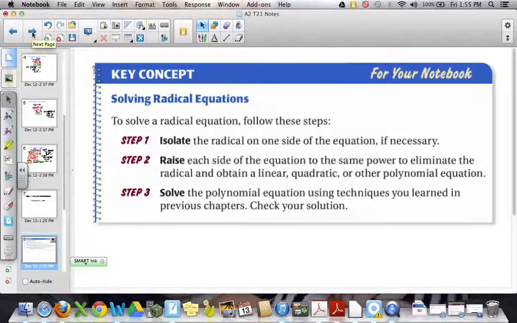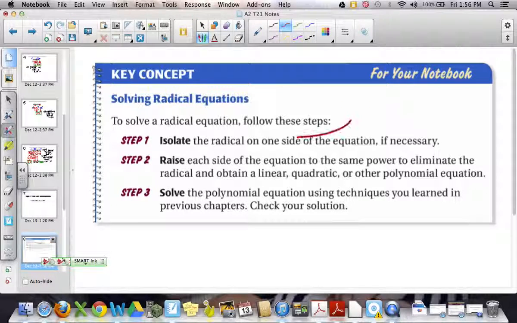So the steps for solving are still the same. We want to isolate the radical on one side of the equation. Now, since we have two radicals, we want one radical on each side. And that's the only thing that's different about solving an equation that has two radicals versus one radical. We want to just get one radical on each side so that when we raise each side of the equation to the same power, it should eliminate both radicals at the same time.